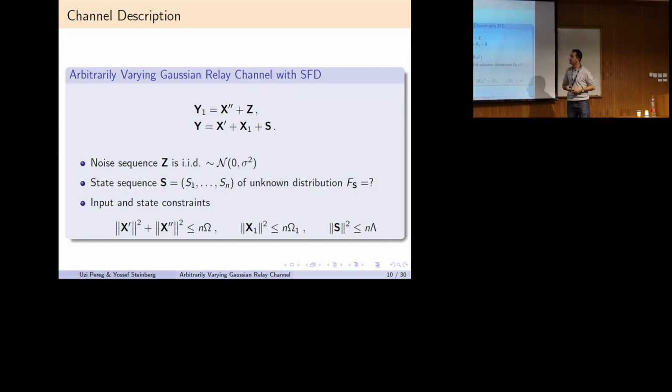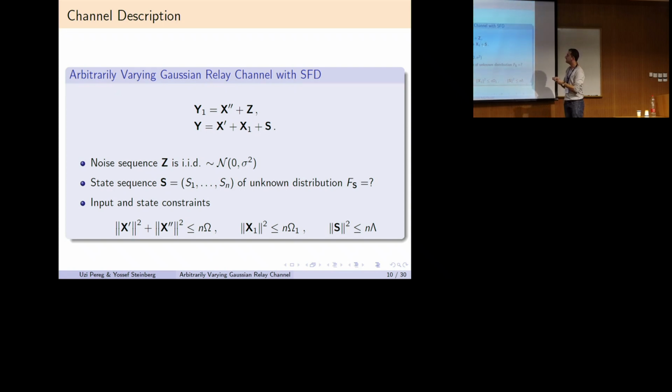Okay. So now we begin with the definitions. Here the relay receives this sequence, Y1, which is X double prime plus Z. The output of the channel is X prime plus X1 plus S. So let's go through it. X prime and X double prime are two components of the input. The input consists of two components, X prime and X double prime. As I said, Y1 is received at the relay, and X1 is the relay's transmission. Z is an independent Gaussian noise.